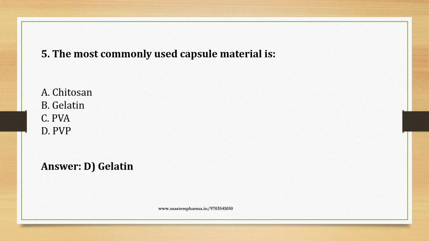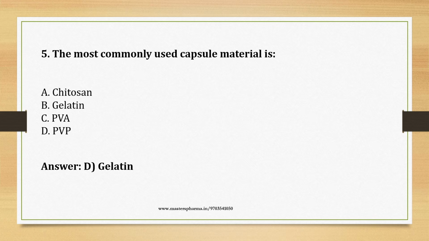Why is gelatin the most common capsule material? Excellent film forming properties, safety, biocompatibility and non-toxicity, rapid dissolution at body temperature, ease of manufacturing, and compatible with most drugs.